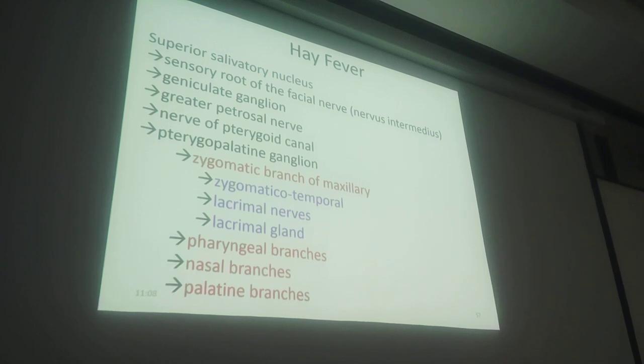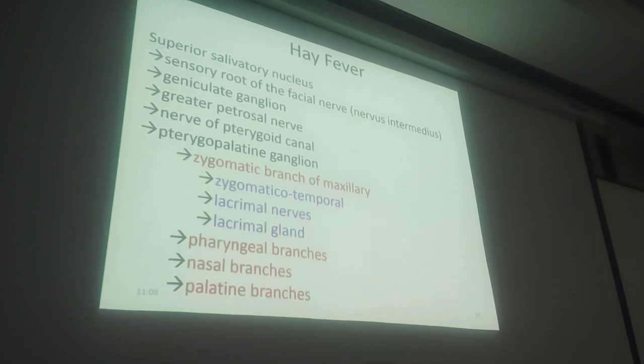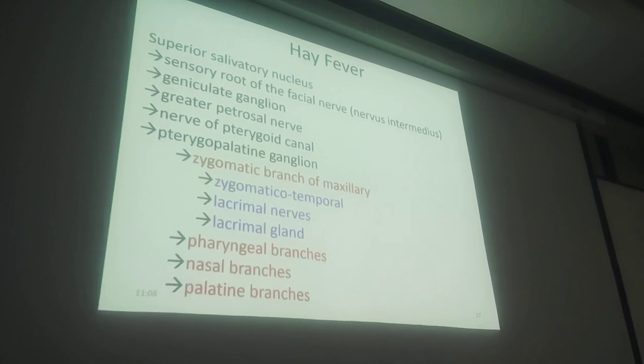The superior salivatory reflex goes through the zygomatic nerve or temporal nerve, which communicates with the lacrimal nerve from the ophthalmic and goes to the lacrimal gland. The same pterygopalatine ganglion gives secretomotor fibres to the pharyngeal glands, nasal glands and palatine glands. So it supplies the glands in the pharynx, the hard palate and the nasal cavity.